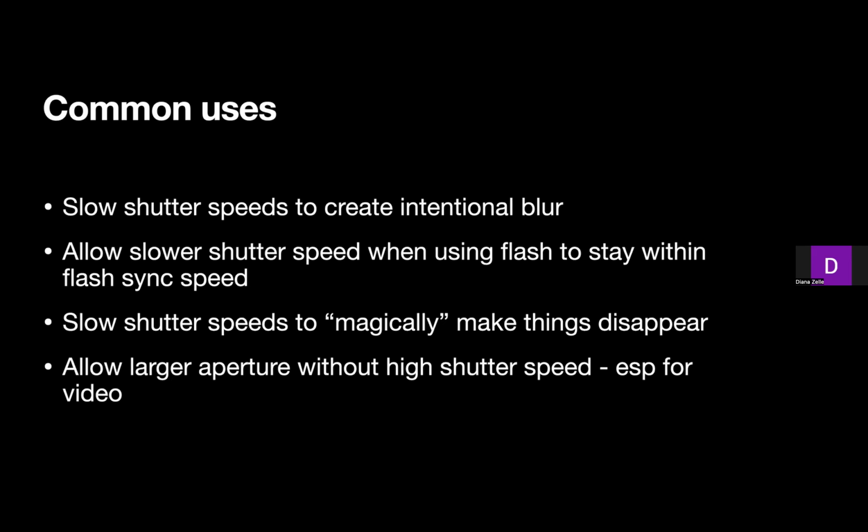But there's another problem. Something that didn't exist on film, that does now exist in the digital world, something known as diffraction. And diffraction is that if you stop your lens down too far, you actually take an edge of sharpness off of your picture. And the reason is actually pretty simple.